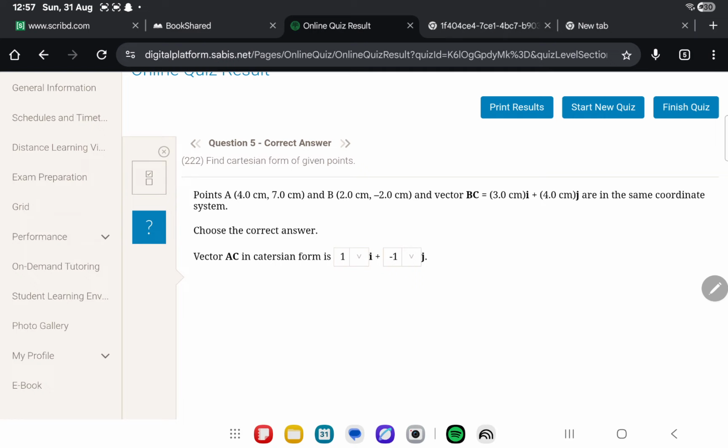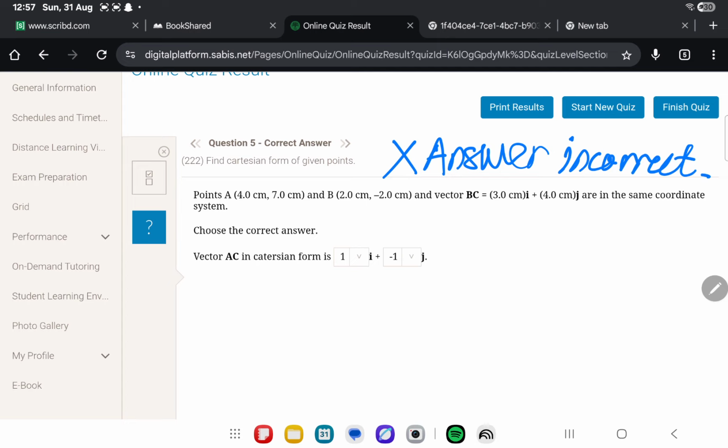Points A (4, 7) and B (2, -2), and vector BC is (3, 4) in the same coordinate system. Okay, in Cartesian form, again, this is Cartesian form in i and j. This question, by the way, is wrong. The answer is incorrect.